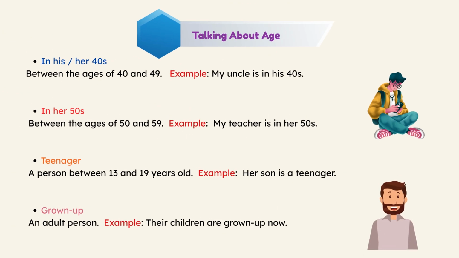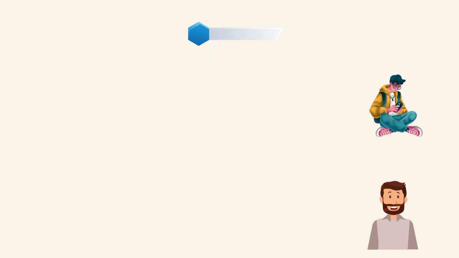Let's understand a few common expressions used when talking about age. In his or her 40s. This means the person is between 40 and 49 years old. Example, my uncle is in his 40s. In her 50s. This means the person is between 50 and 59 years old. Example, my teacher is in her 50s. Teenager. A teenager is a person between 13 and 19 years old. Example, her son is a teenager. Grown-up. A grown-up means an adult person. Example, their children are grown up now.